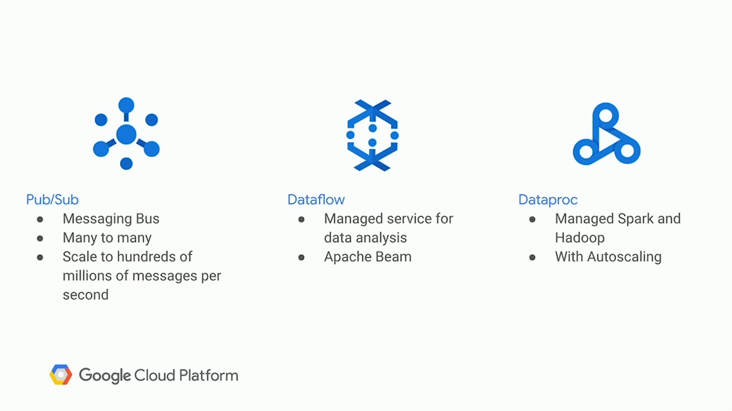Other data tools that we have: Pub/Sub. Pub/Sub is our messaging bus. It's a publisher-subscriber model. You can do many-to-many communication. Basically, we can scale to hundreds of millions of messages per second. We also have Dataflow. Dataflow is a managed service for data analysis. Basically, it's Apache Beam, but managed by us. Also managed by us is Dataproc, which is managed Spark and Hadoop jobs, but with auto-scaling.